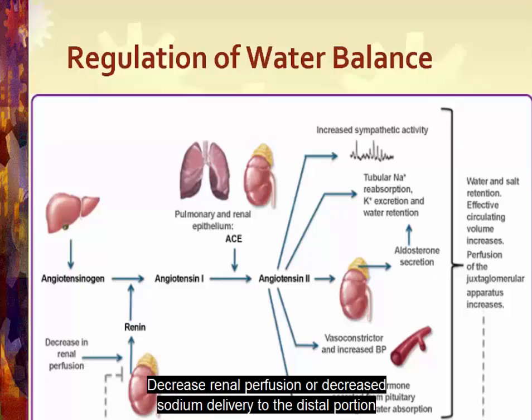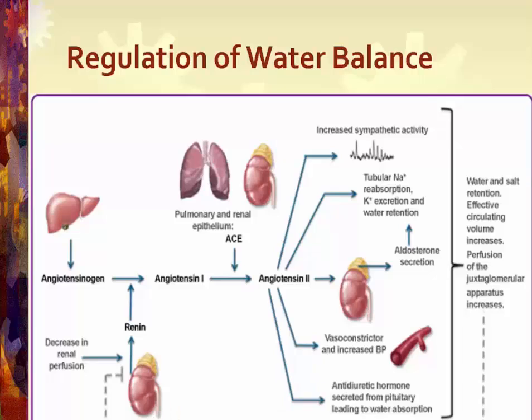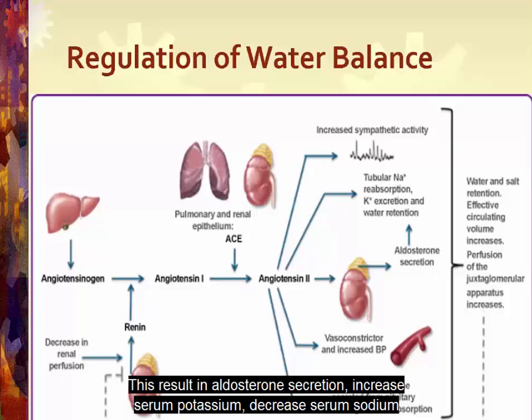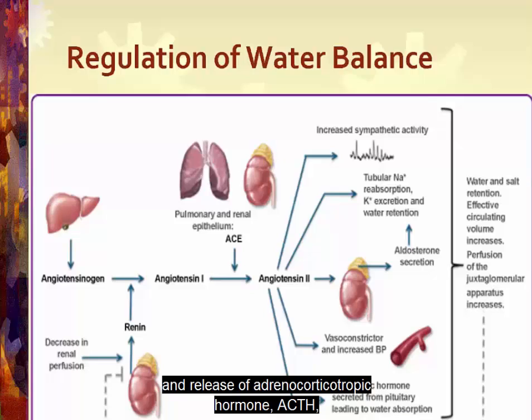Decreased renal perfusion or decreased sodium delivery to the distal portion of the renal tubule activates the renin-angiotensin-aldosterone system. This results in aldosterone secretion, increased serum potassium, decreased serum sodium, and release of adrenocorticotropic hormone, ACTH, from the anterior pituitary also stimulate release of aldosterone.